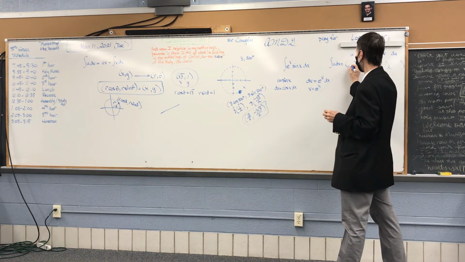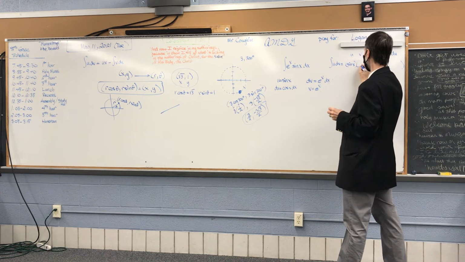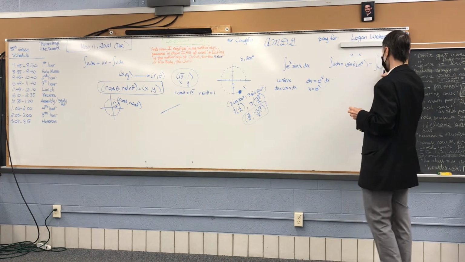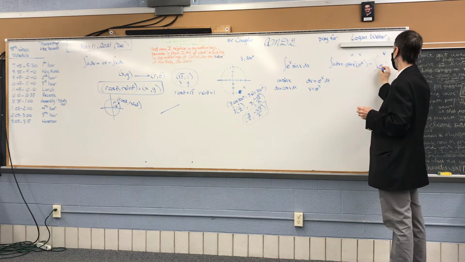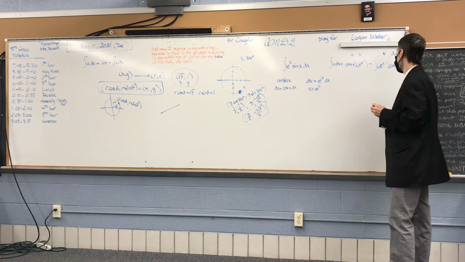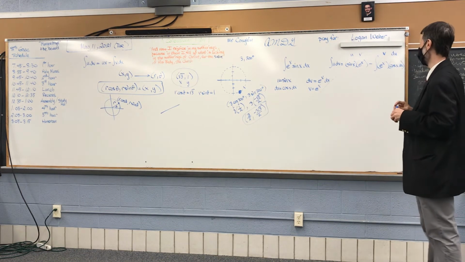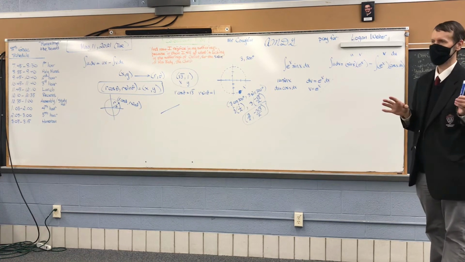So which u? Sine of x. And then dv? E to the x dx. And then v? E to the x. And then du? Cosine of x dx. Oh, it's just the same. Yeah, it looks like we have the same issue. Now that's not necessarily fatal.